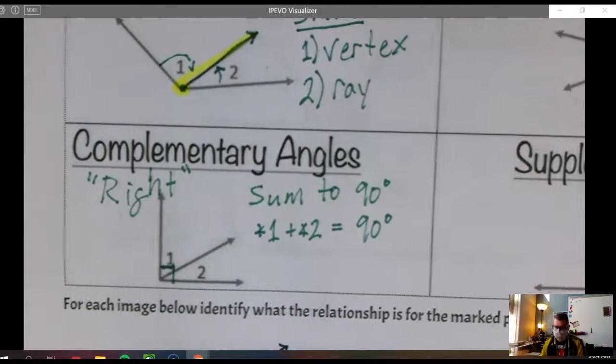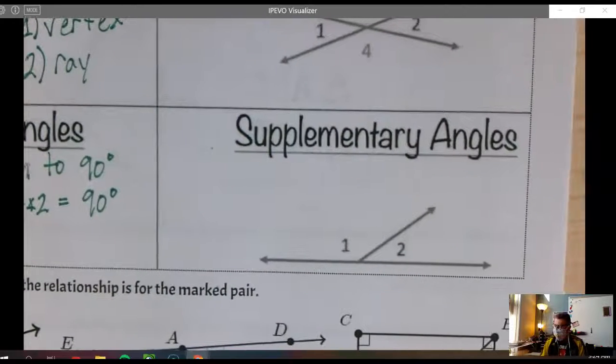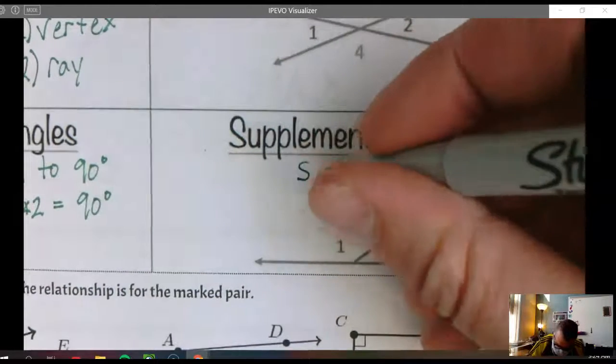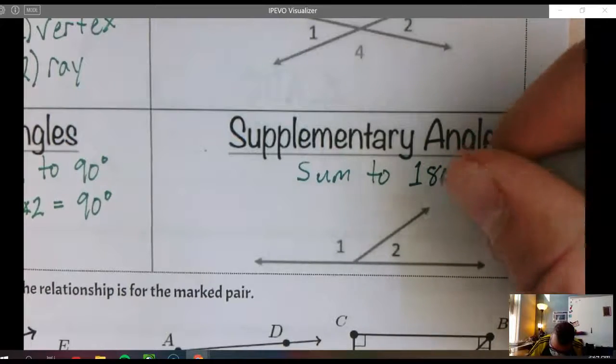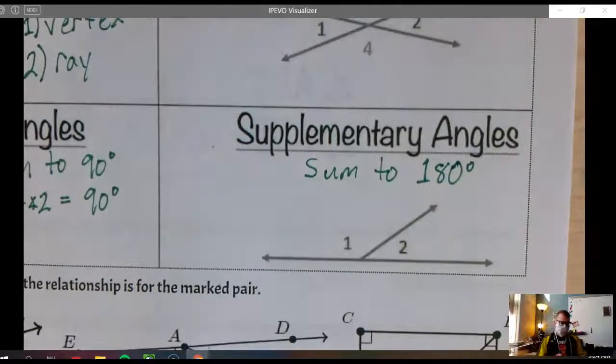Can anyone make a guess with supplementary? Yeah, they make a flat line, like a straight line. So they sum to 180 degrees.